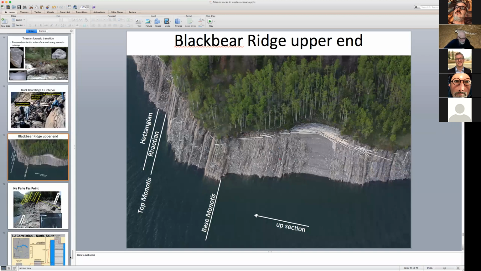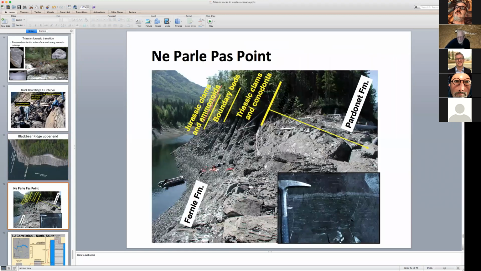And that's actually a really cool change in beds, in fossils. Same thing right here. You can see all these white lines down in here. All of those are Monotis. And above that, it becomes black and massive, with the occasional shell in here. And all of those are actually some type of different Jurassic, or actually Rhaetian, type of bivalve.